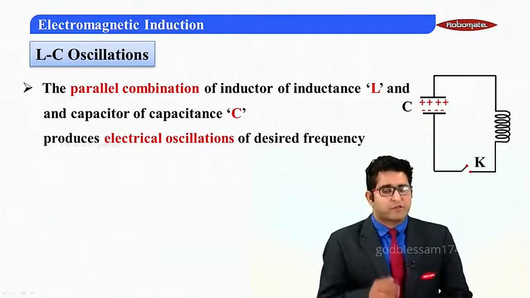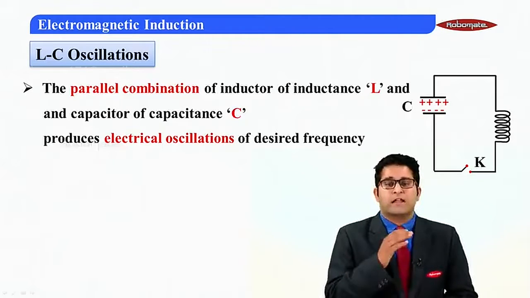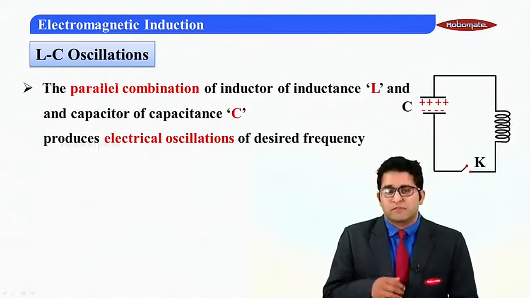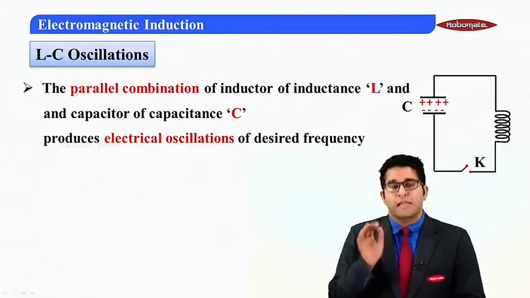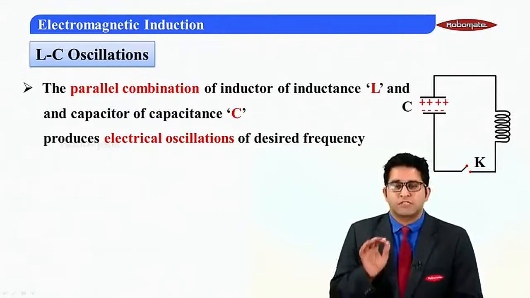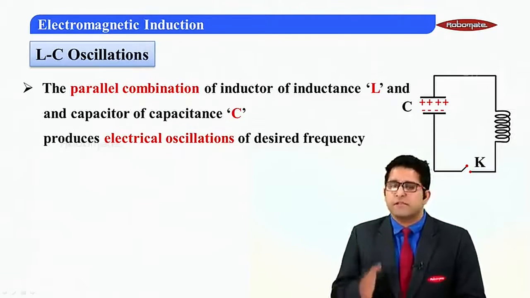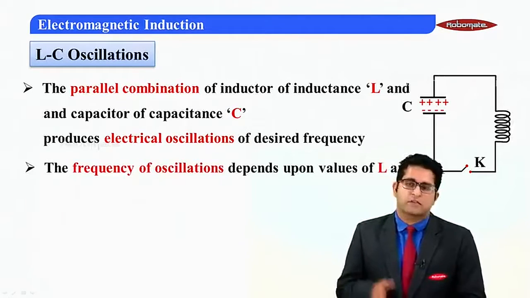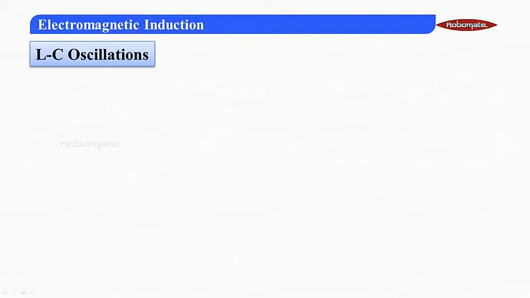Here we are having a capacitor which is charged. Here we are having an inductor and there is a key present between them and it is open right now, right? So this particular combination can produce electrical oscillations of desired frequency, and this desired frequency simply depends upon the value of inductor as well as on the value of capacitor, right? So these are the two factors on which the frequency of the oscillating signal will depend, right? Now let us move further.